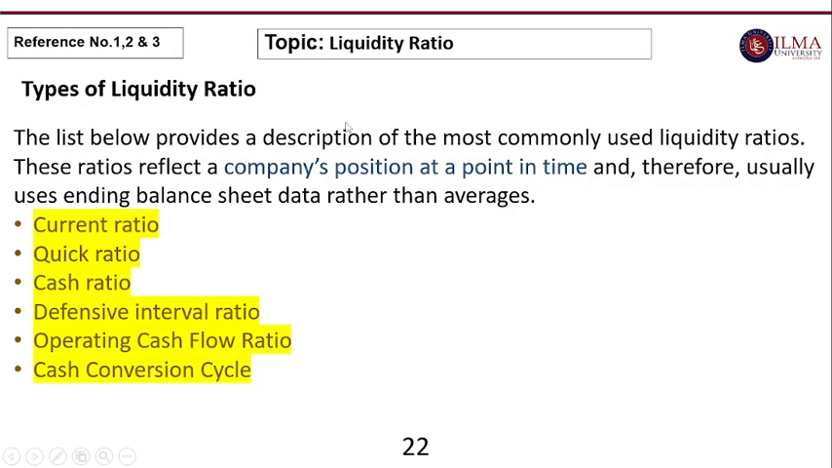Okay, these are some types of liquidity ratio: current ratio, quick ratio, cash ratio, defensive interval ratio, operating cash flow ratio, cash conversion cycle.